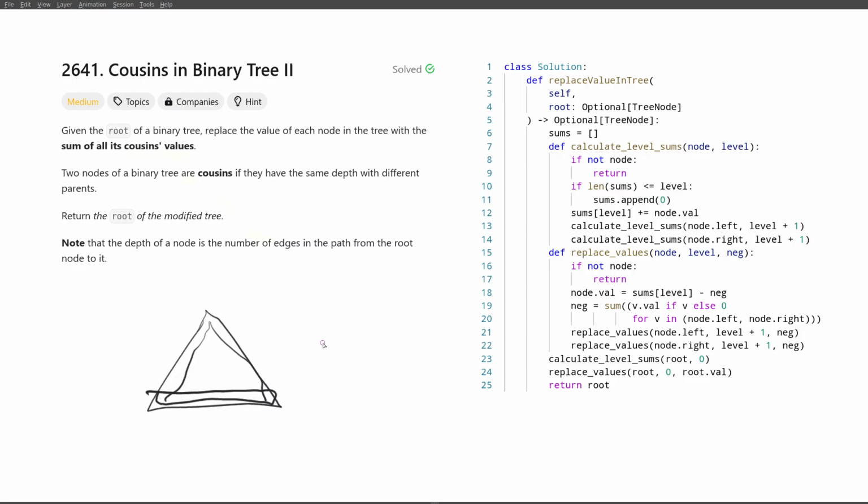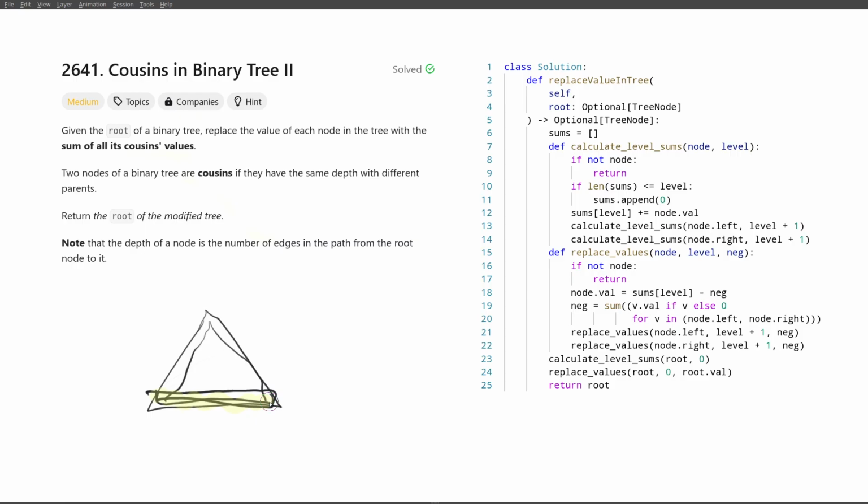So again here, we have complementarity in that we can either sum the values of all the nodes at the same depth with different parents, or, assuming that we have access to the sum of all the values of the nodes on a given level, we can take the sum of the whole level and subtract all the nodes that are not cousins. The nodes that are not cousins in this case are nodes that have the same parent. And there aren't too many nodes like this. I mean, at most 2 nodes can share a parent.